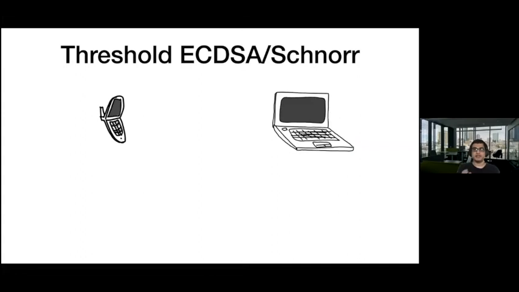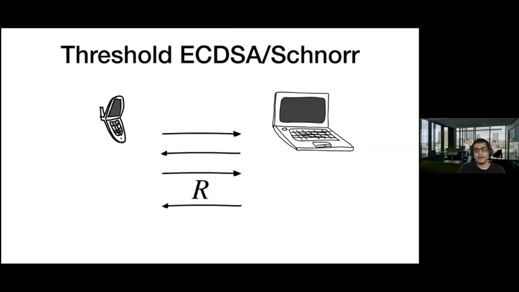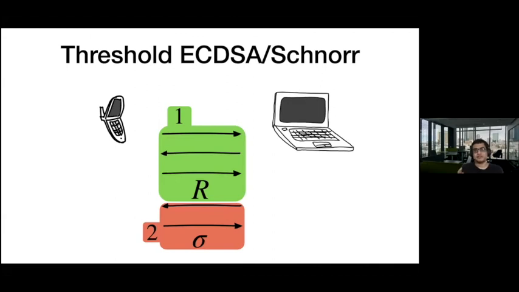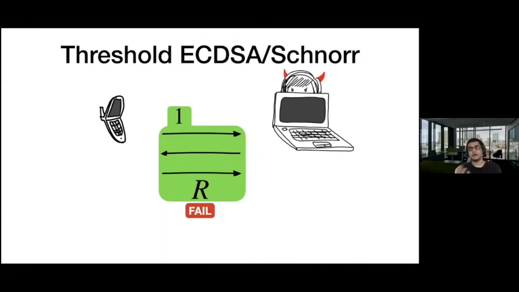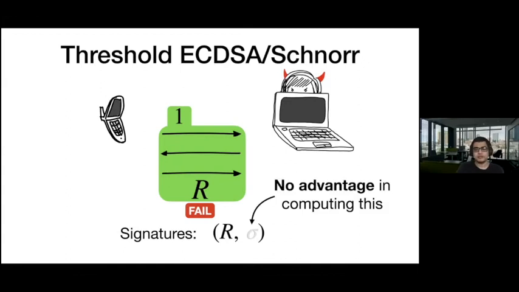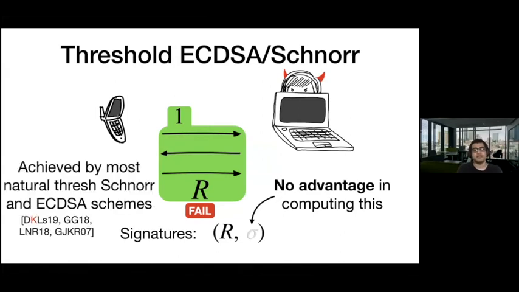So we specifically are going to look at threshold ECDSA or Schnorr protocols that have the following structure. The parties exchange some messages and they produce the nonce r, and then they exchange some more messages and they produce the signature sigma, right? And we can roughly divide this into two distinct phases, phase one and phase two. And we are going to want this additional property that if one of the devices is corrupt and decides to abort the protocol after phase one and not run phase two, for instance, then recall that signatures are of the form (r, sigma). R is specified, but phase two is what computes sigma, and sigma is going to be inaccessible. Right? Specifically, if you don't run phase two, then the adversary has no advantage in computing sigma, and it has no advantage in completing a full valid signature under r. And this notion is achieved by most natural threshold Schnorr and ECDSA schemes. So it's quite standard.